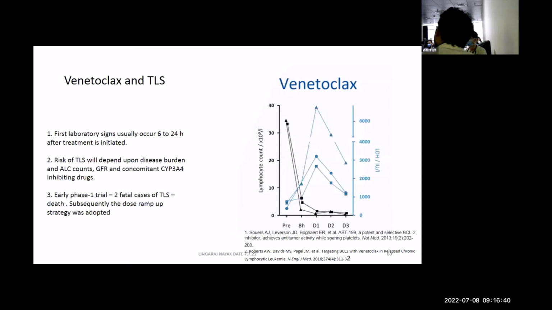The important thing is how fast venetoclax can act. This is the phase 1 data of venetoclax. You see one dose given at the pre-drug ALC count, and within 8 hours the lymphocyte count crashes like anything. You can imagine, an oral drug, and within 8 hours the ALC count crashes. LDH goes up. It is such a fast-acting and effective drug.